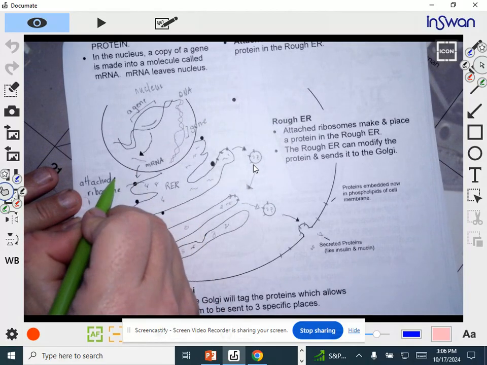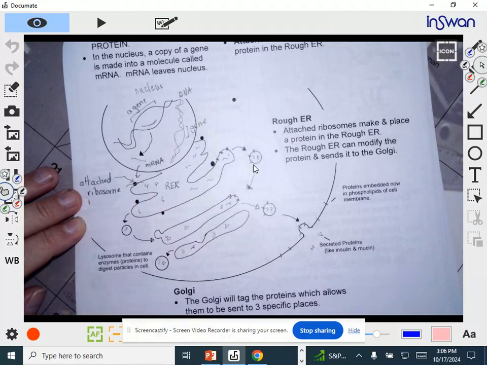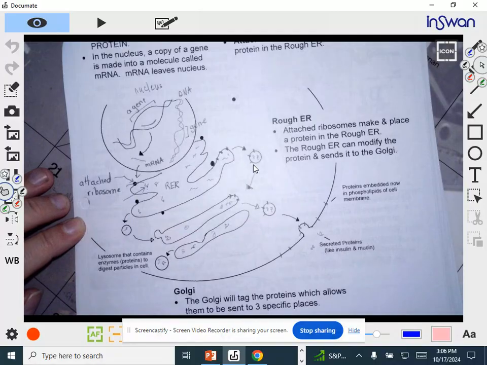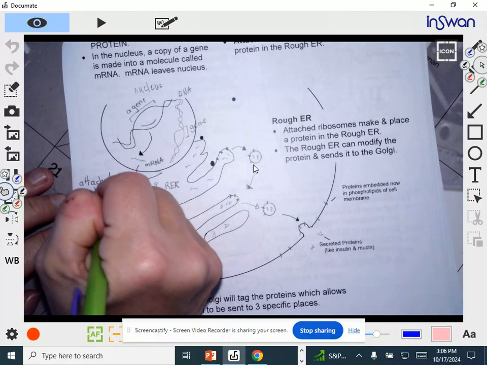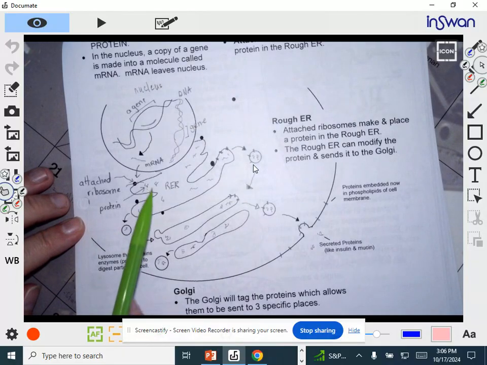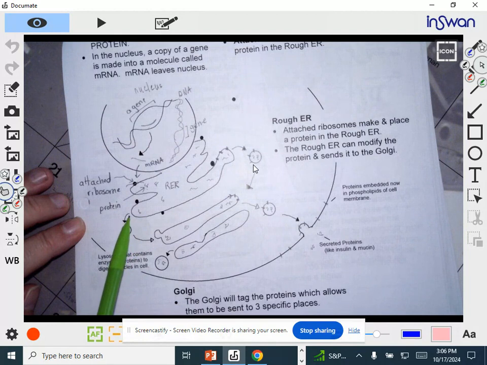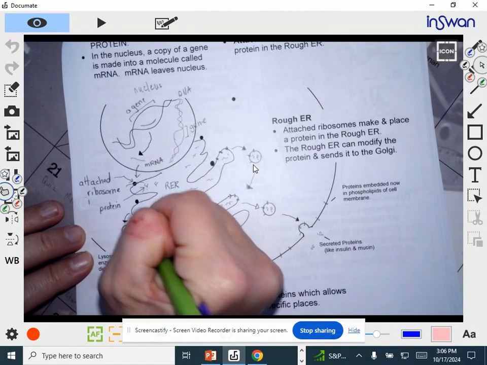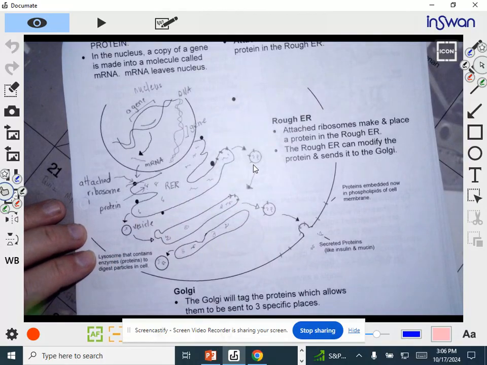So let's draw some arrows here. That little dot right there is my attached ribosome, and that little squiggly molecule there is trying to show you that's a protein that is now in the rough ER. And then that rough ER is going to modify and ship out that protein wrapped in a membrane, and that would be what we would call a vesicle. And then that vesicle membrane can just fuse and become membrane of the Golgi, and now that protein is here.